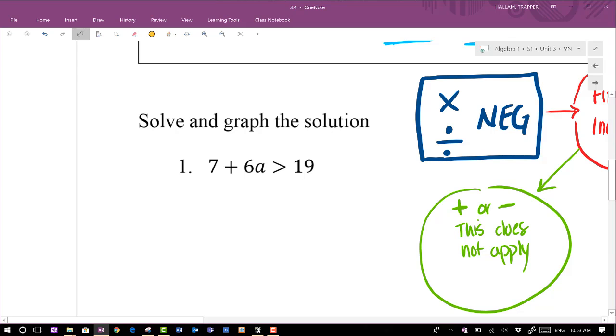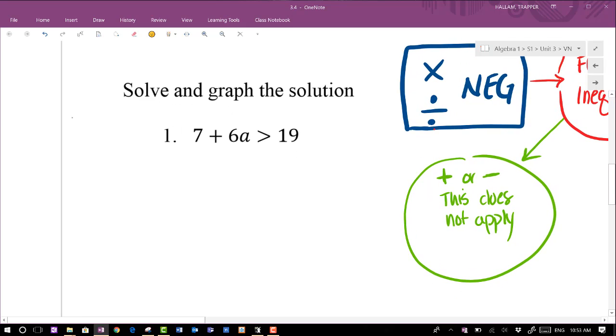Let's do this example here. It says solve and graph the solution to this inequality. Now remember, we're going to do addition and subtraction first and then multiplication and division. Looking at this one, I'm going to solve for a, and I've got a term of positive 7 that's added on. So I'm going to subtract that from both sides. I'm going to get 6a is greater than 12.